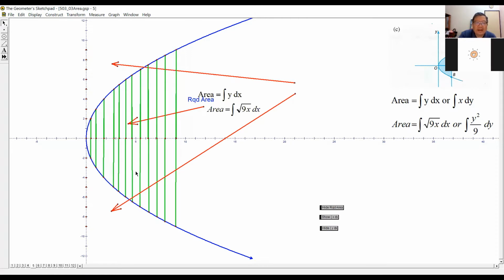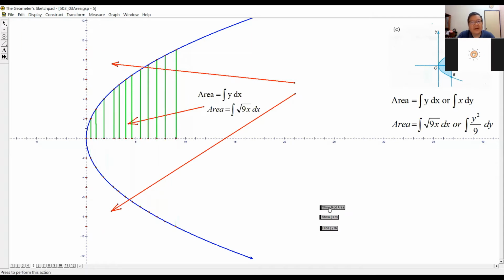So what is our approach, or maybe what to do, right? Then you may say, I want to integrate x dy, I want to integrate y dx. Both methods also can be used. So we try the first method, right? One more time, this is the required area, right? This is the area that is bounded between the curve and the x-axis. So this is y dx, right?